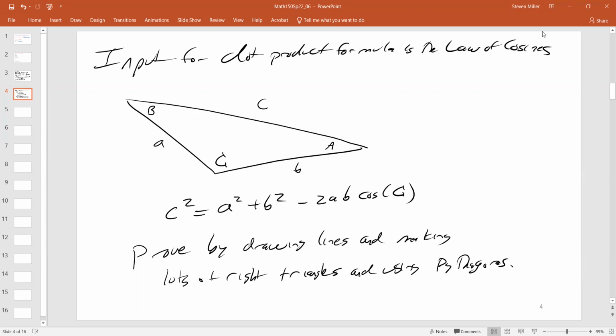And now we can see a little bit of why I cared so much at the beginning of the semester to talk about the Pythagorean theorem. It's not just to find distances, but the Pythagorean theorem actually gives us this. Well, the Pythagorean theorem is a special case of the law of cosines.